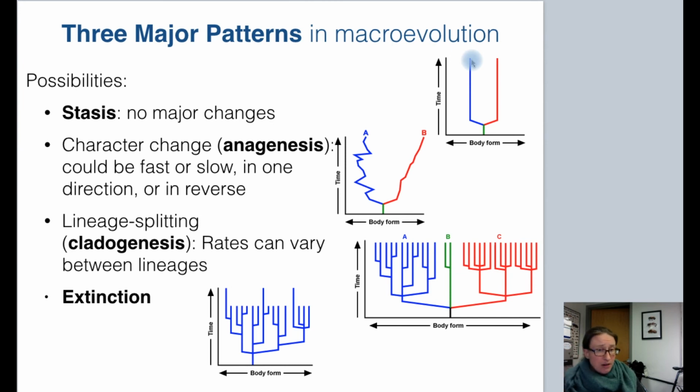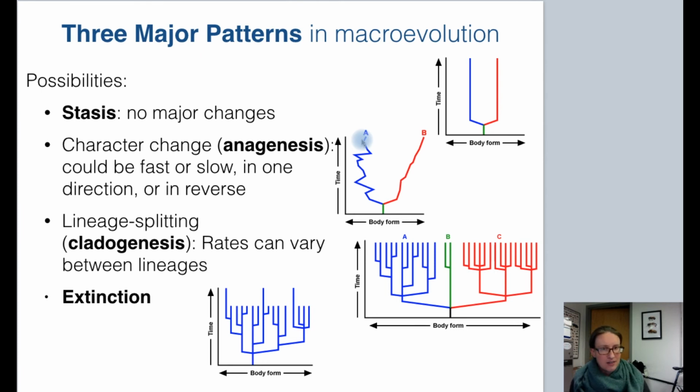Meanwhile, in other parts of phylogenetic trees, we do see changes in characters, or examples of anagenesis, happening through time. That's illustrated with this second phylogenetic tree, where both A and B have experienced different types of anagenesis through evolutionary time. Anagenesis can take a number of different forms. It could be fast, could be slow, could be in one direction, like with B here, or it could be back and forth.